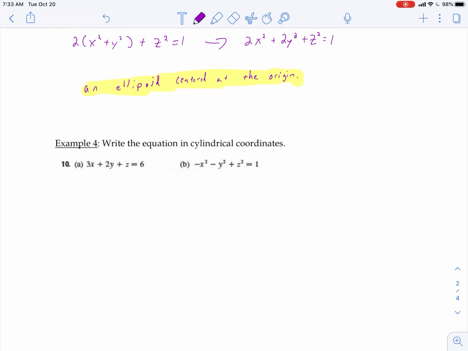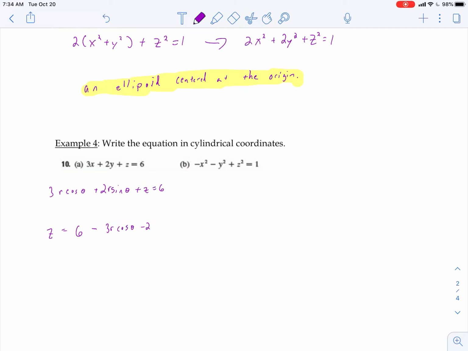All right, so the last one is write the equation in cylindrical coordinates. Now we're going to convert a rectangular equation into a cylindrical one. It's not that complicated. We know what x and y are. X is going to be 3r cosine theta plus 2r sine theta plus z equals 6. Z doesn't change. Z stays the same. If we wanted to solve for z, we could do that.